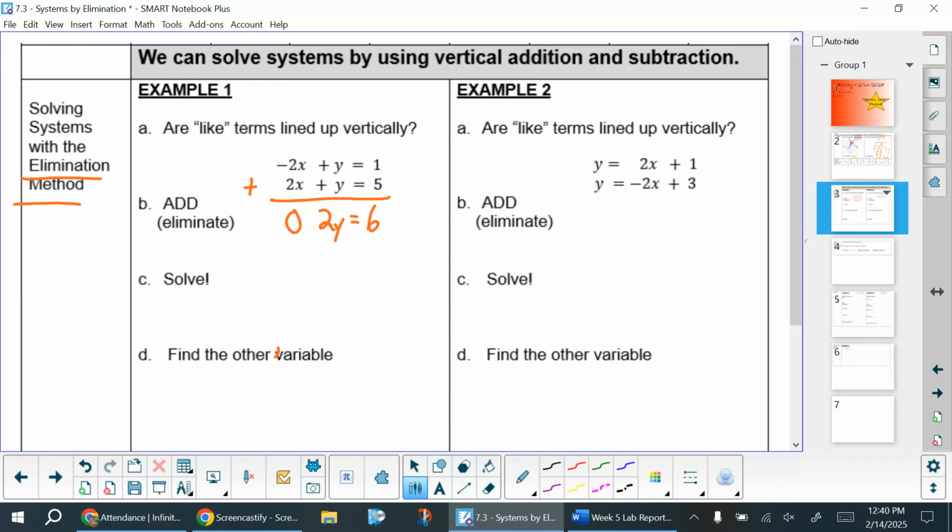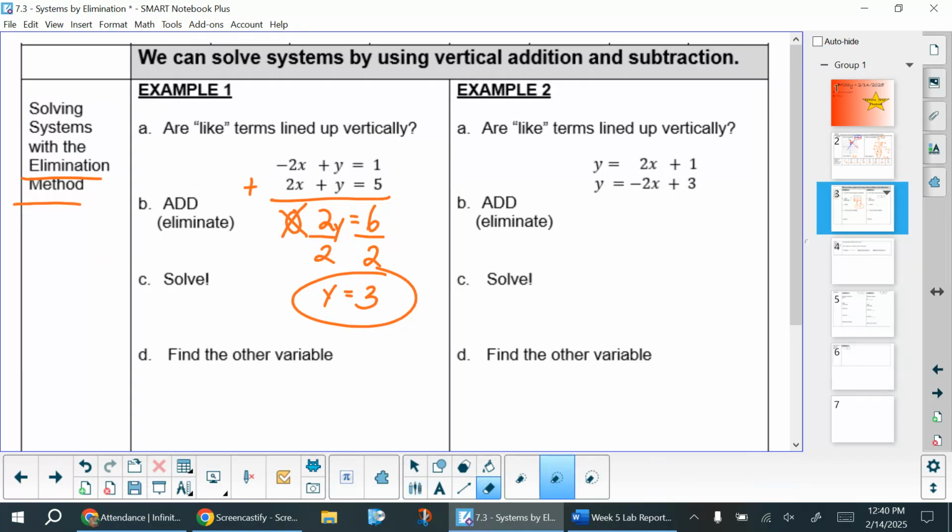And this is the reason why we call this elimination, because what you'll notice here is that the x variables eliminated each other. They were a 0 pair, and they make 0, so that's gone. There is no more x term, which makes a really easy equation to solve for y. I need to get rid of that 2 by dividing by 2, so y equals 3. Then we'll need to go back and solve for the other variable.